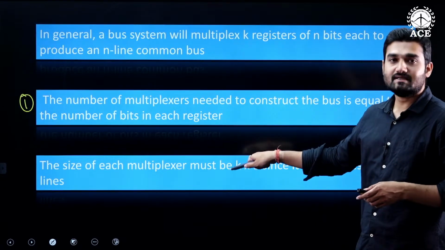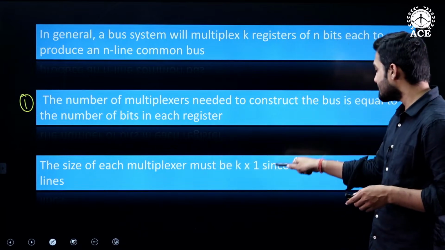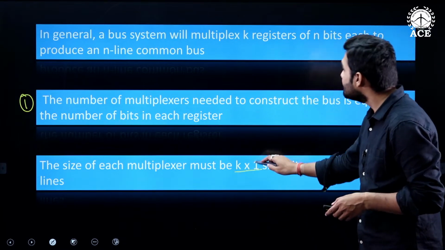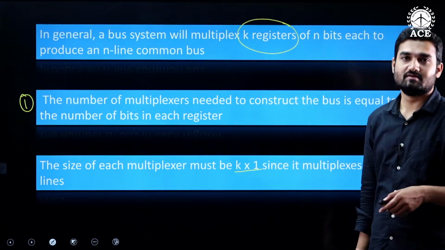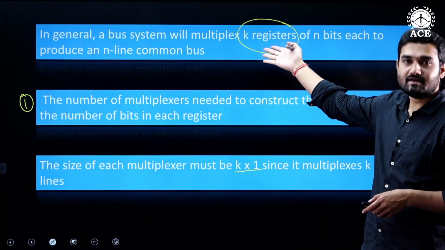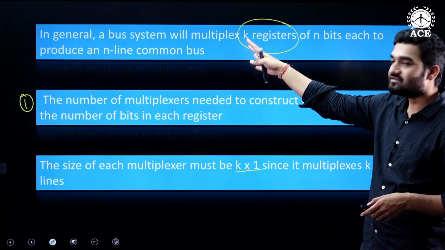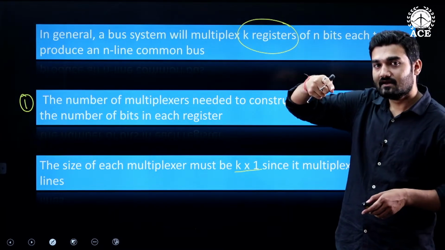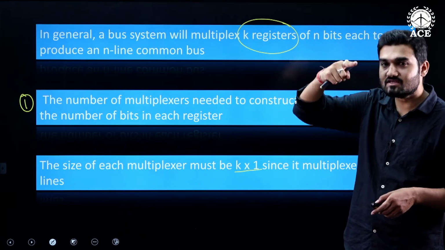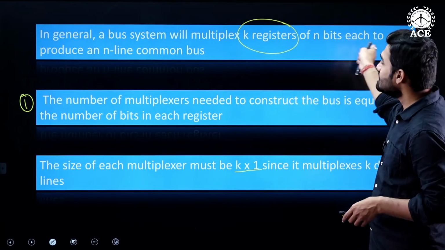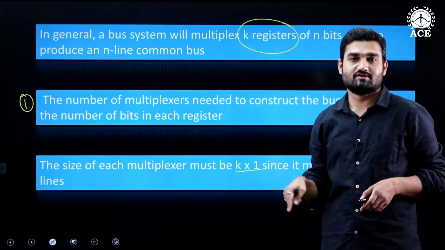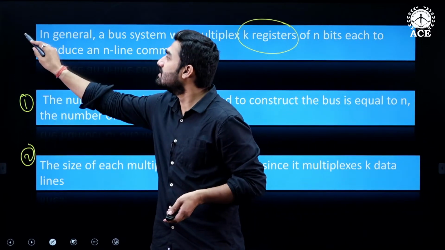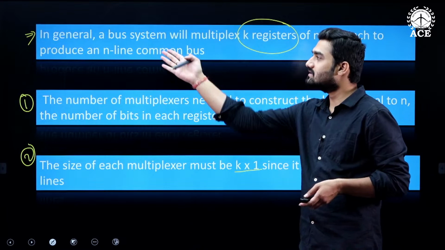The size of each multiplexer must be k cross 1, since the multiplexer has k data lines. Why k cross 1? Because k is the number of registers. This is what you are not understanding in the first line. A bus system will multiplex k registers of n bits. That means there are k registers, and every register has n bits, each to produce an n line common bus. Yes or no? Now you can combine these two lines. This line is a conclusion, assertion, reason.